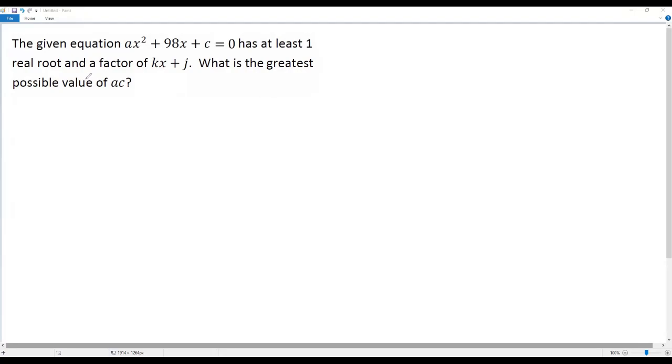Here we have a SAT math problem. Okay, let's go to the question. The given equation ax² + 98x + c = 0 has at least one real root and a factor of kx + j. What is the greatest possible value of ac?